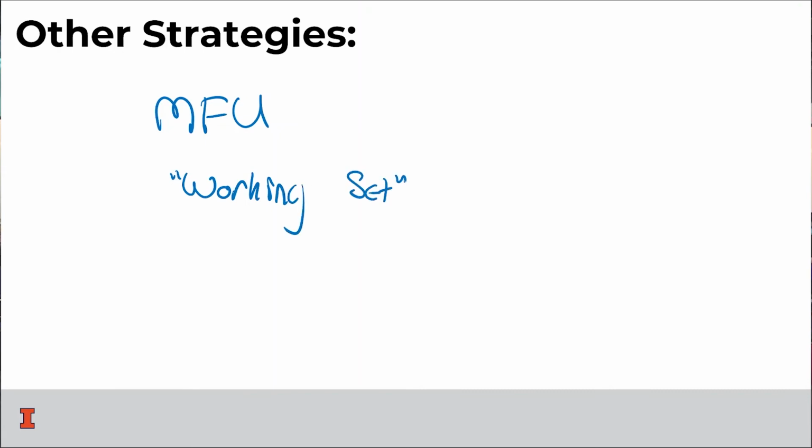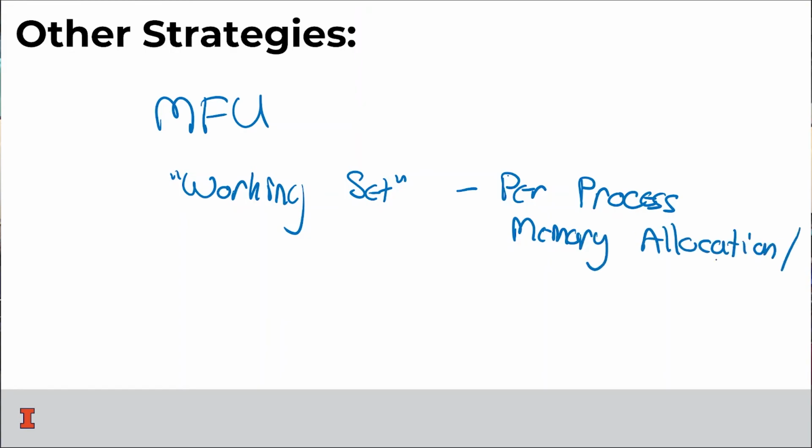So there's a number of other different strategies that sometimes are used. Sometimes there's strategies like most frequently used, which is kind of a weird strategy. There's this idea of a working set, where the working set is this idea that we have a per process memory allocation, eviction. So there's a few other terms that you might see around when you're talking about them, but the main 4 ideas we've gone over through the 4 examples.